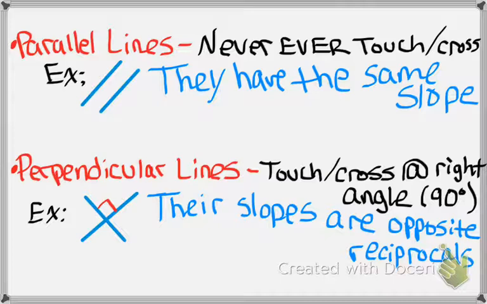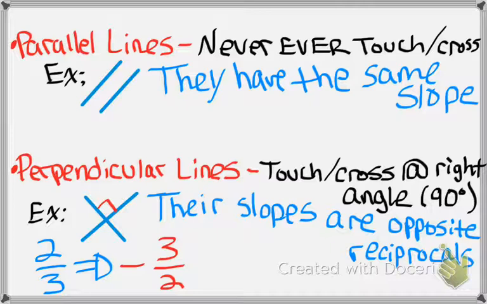So, to be specific, if the slope of one of the lines is, let's say, 2 over 3, then the slope of the line that's perpendicular to that line is the opposite reciprocal. Opposite means change the sign. So if it's positive now because there's nothing in front of it, the opposite is going to be negative. Now, reciprocal means flip it. So you're going to flip your fraction, which becomes 3 over 2. If the slope of one of them is positive 2 over 3, its opposite reciprocal, meaning the slope of a perpendicular line, is going to be negative 3 over 2.